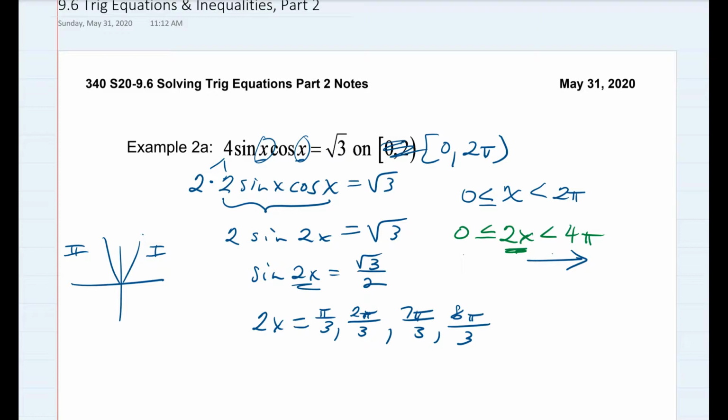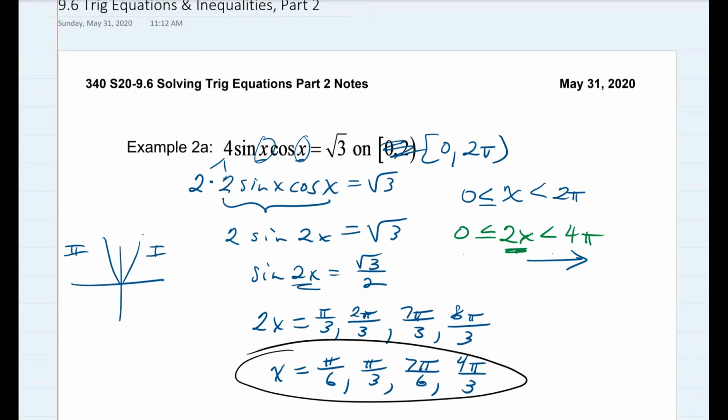Now, if we divide by 2 to solve for x, we're going to see that pi over 6, 2 pi over 6, which is pi over 3, 7 pi over 6, and 4 pi over 3. These are the solutions.